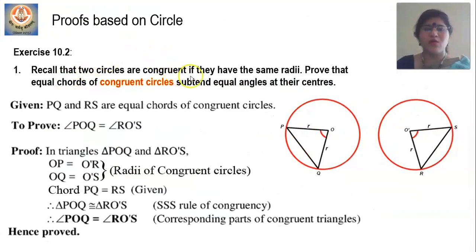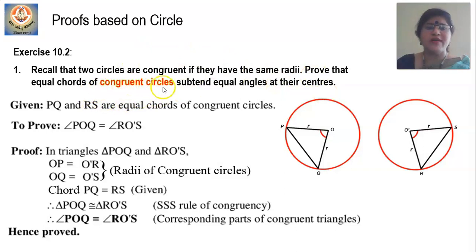Recall that two circles are congruent if they have the same radii. You know that. Prove that equal chords of congruent circles subtend equal angles at their centers. I've highlighted this word congruent circles because it means that you have to draw two circles of the same radii. Like how I mentioned just some time back, in order to prove a theorem, you have to divide that statement into two parts, what is given and what you need to prove. So what is given here?